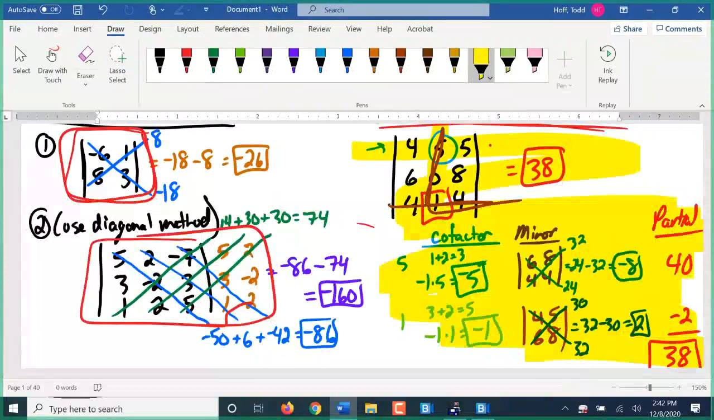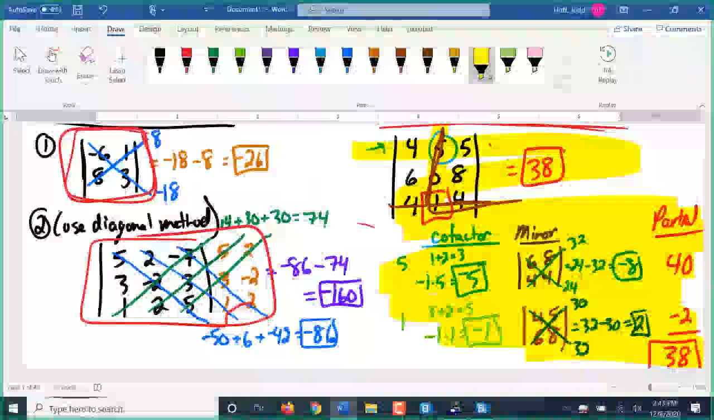For extra credit, it's posted in next week's folder out there on Blackboard. I did post a 5x5 matrix that you can find the determinant of. It takes a while, but you'll be able to do it for up to 20 points extra credit, and that'll just be added onto your total. So those points are out there for you if you want to give that a shot.